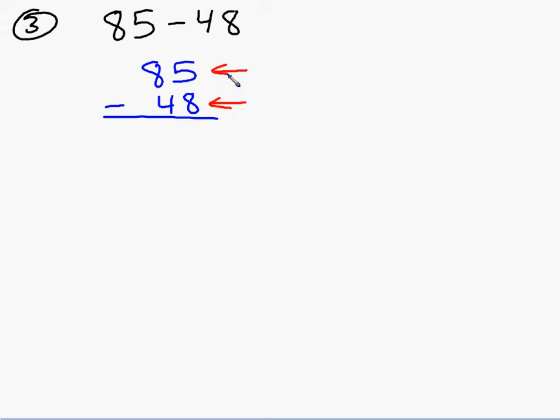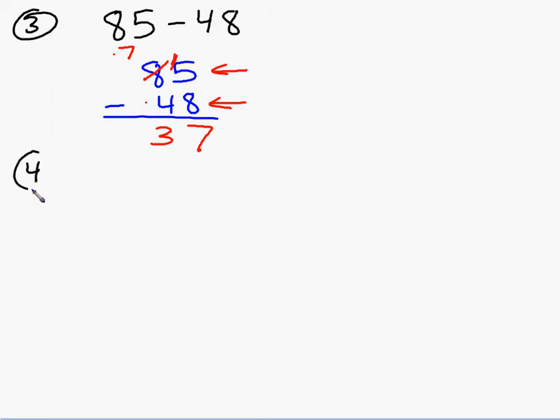So let's review how to do that. I borrow 1 from this 8. This 8 becomes a 7, and it makes this 5 a 15. I just usually write a little 1 like that. 15, now I can subtract. 15 minus 8 is 7. 7 minus 4 is 3. 37.